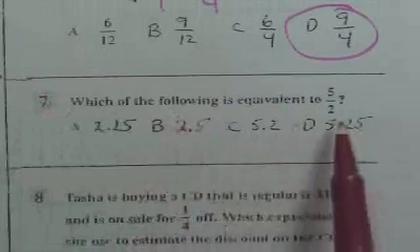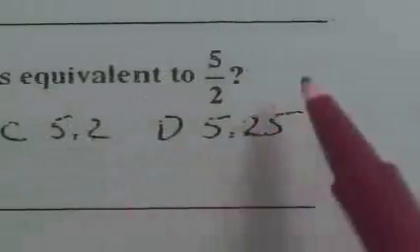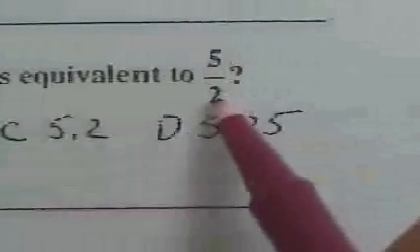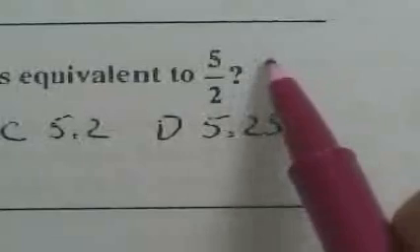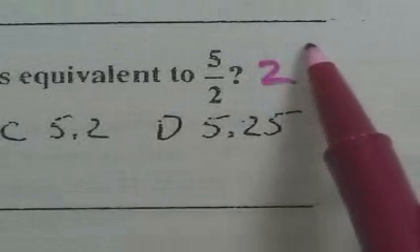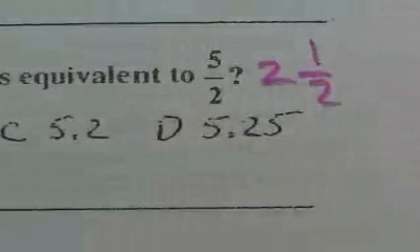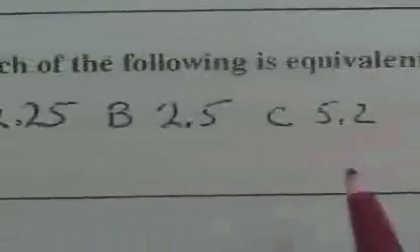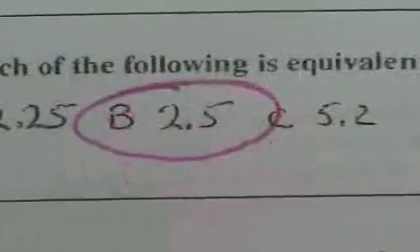Number 7, which of the following is equivalent to 5.5? Well, 2 goes into 5 2 times with 1 left over. That's 2.5. Well, 2.5 is the same thing as that.